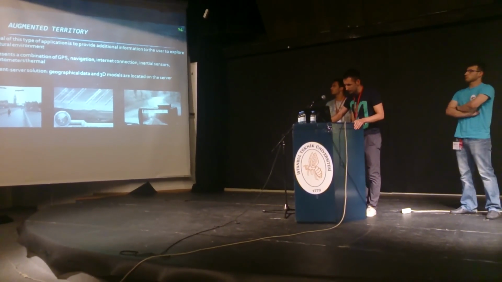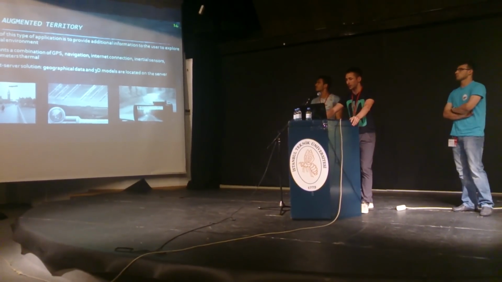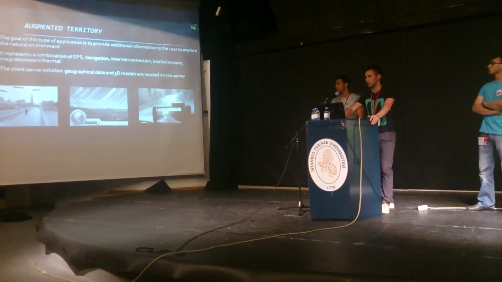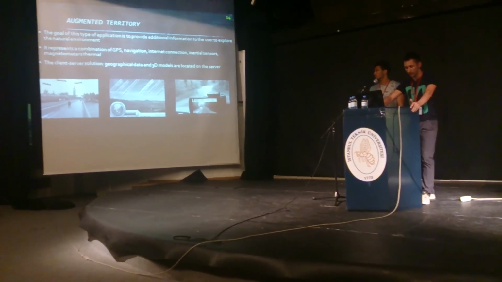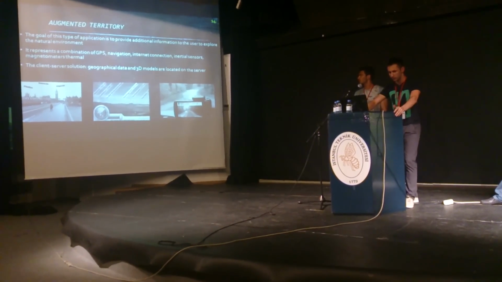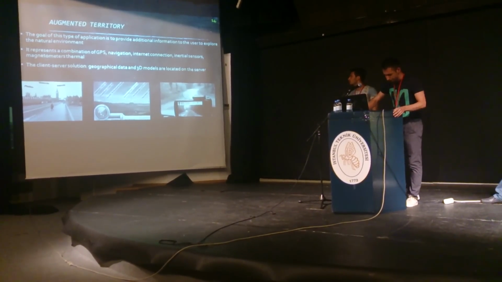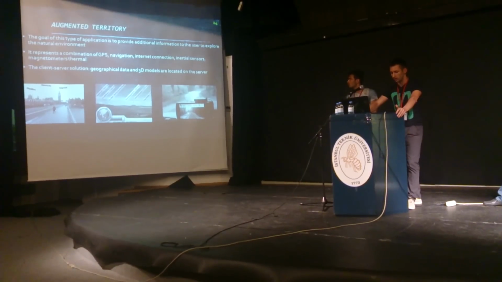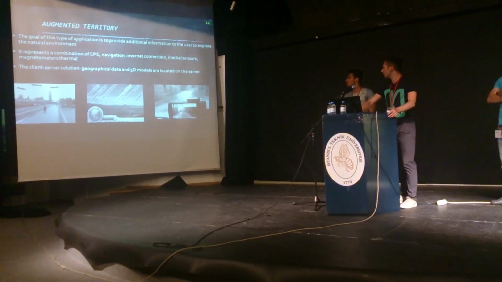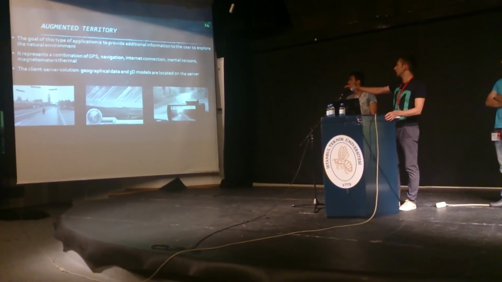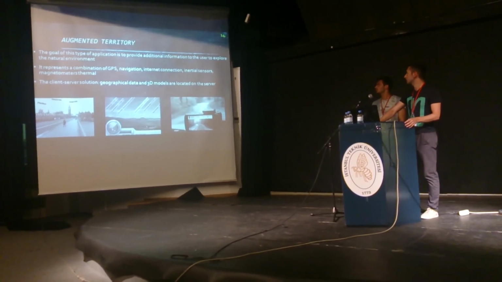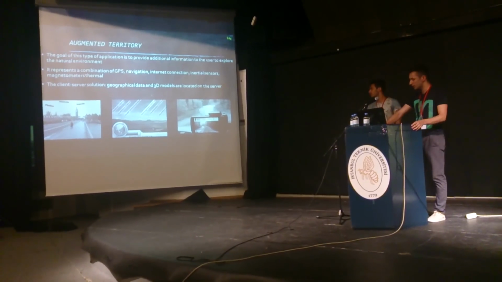the goal of this type of application is to provide additional information to the user to explore the natural environment. This type shows, for example, the streets, street names and numbers, names of monuments, and other important geographical things. On this picture we have some of the applications of this display positioning technique.